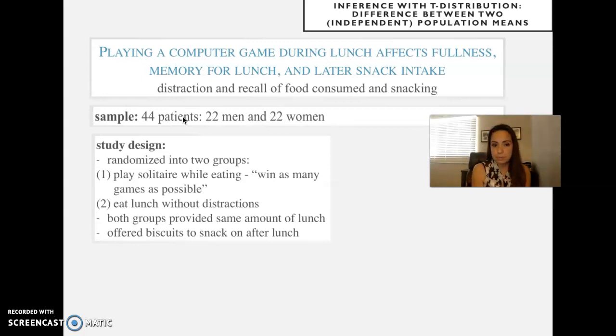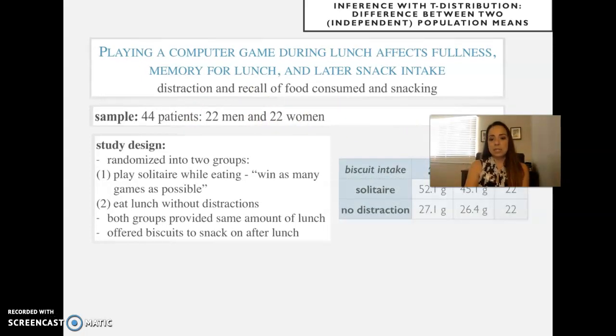These 44 participants were randomized in 2 groups. One group is the one you guys engaged with just now that played solitaire while eating, and they were told that they need to win as many games as possible during lunch. The other group ate lunch without any distractions. Both groups were provided and ate the same amount of lunch. And then later on, they were offered biscuits to snack after lunch.